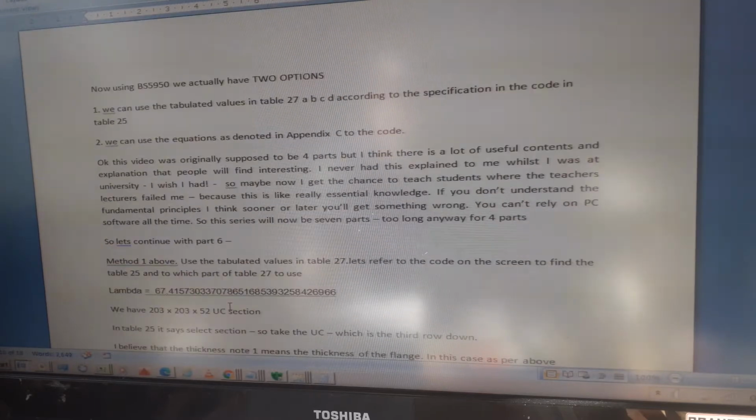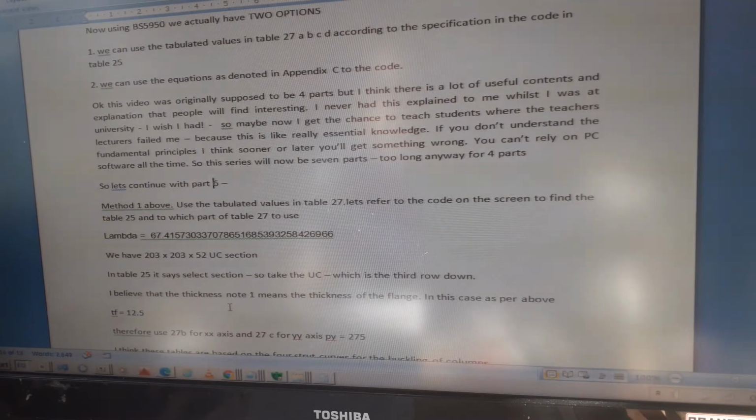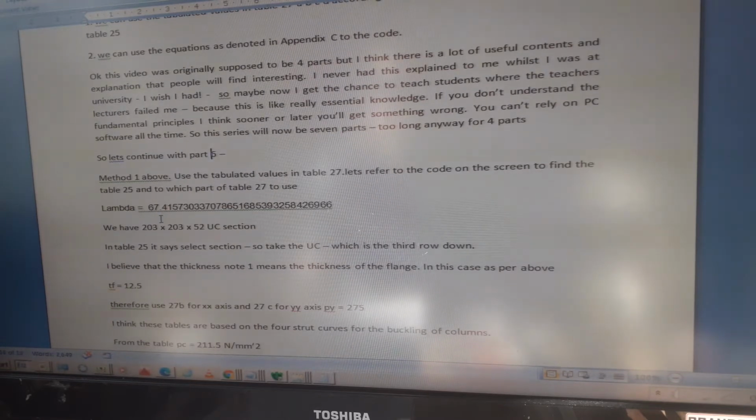So let's continue with this part now. Method 1 above: we're going to use the tabulated values in Table 27. Let's refer to the code of practice on the screen to find which table to use, from Table 25. So we got lambda equals 67.41, and we have a 203 by 203 section. In Table 25 it says, oh yeah, so here it is.